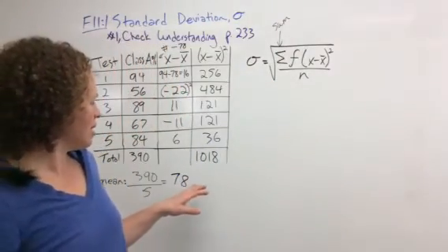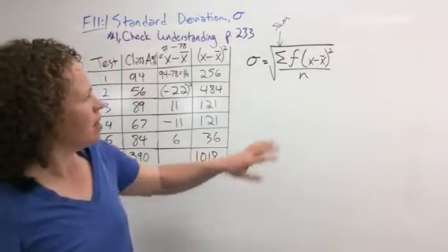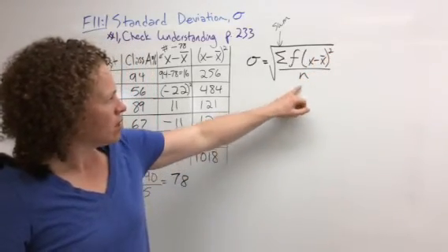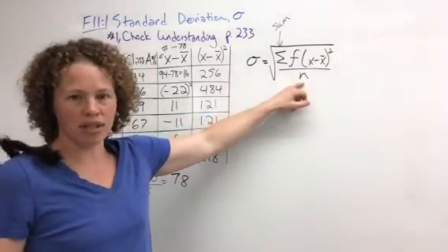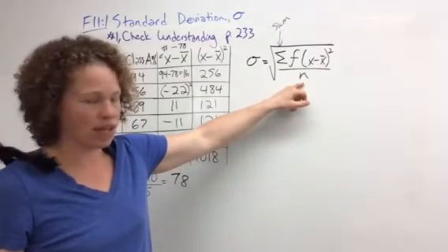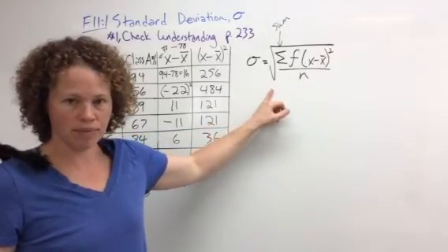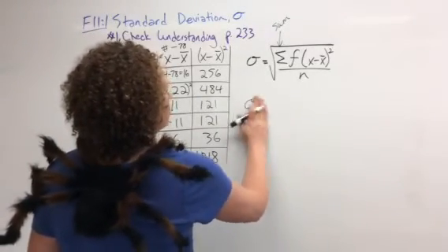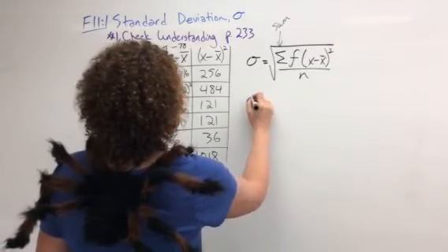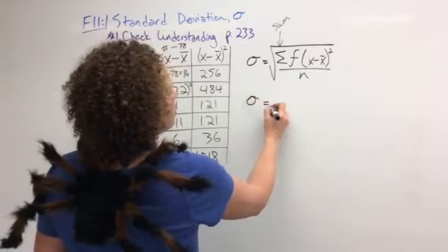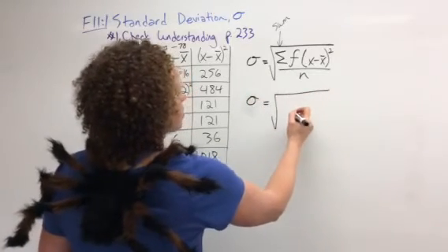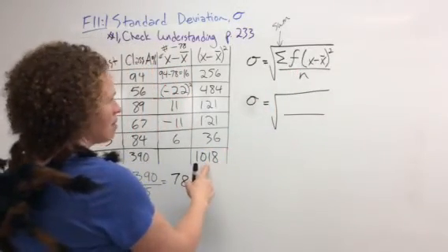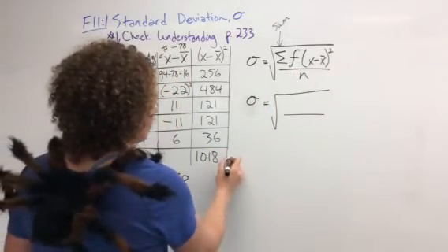So literally what this formula is saying is the sum of all the deviations squared divided by the number that there are of them, which in this case is 5, and then you take the square root. So I'm just going to plug that in. Equals the square root of, and I've got this sum. That's what this is. So I could even make a little note.